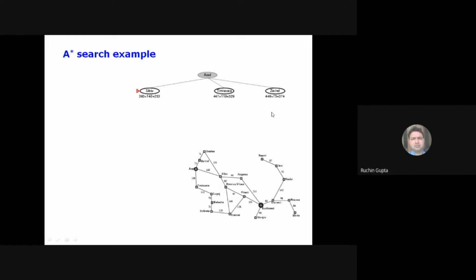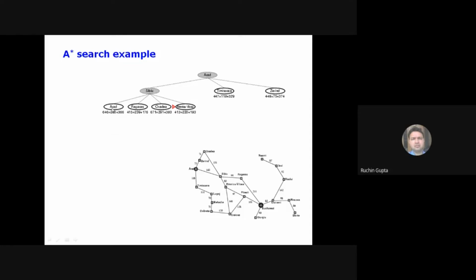And which is the minimum? The minimum value of f(n) is for Sibiu, which is 393. So it will consider this Sibiu node for further expansion. Again it will expand, and we know that the city Sibiu is connected to 4 cities: Arad, Fagaras, Oradea and Rimnicu Vilcea. And again it will find the value of f(n).